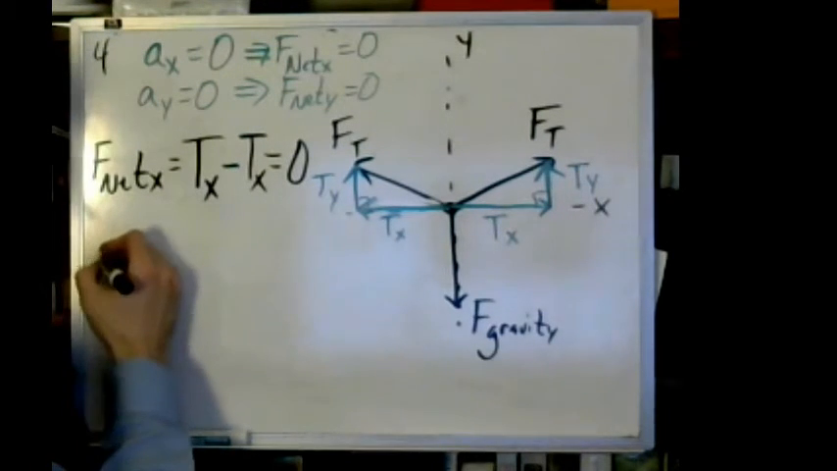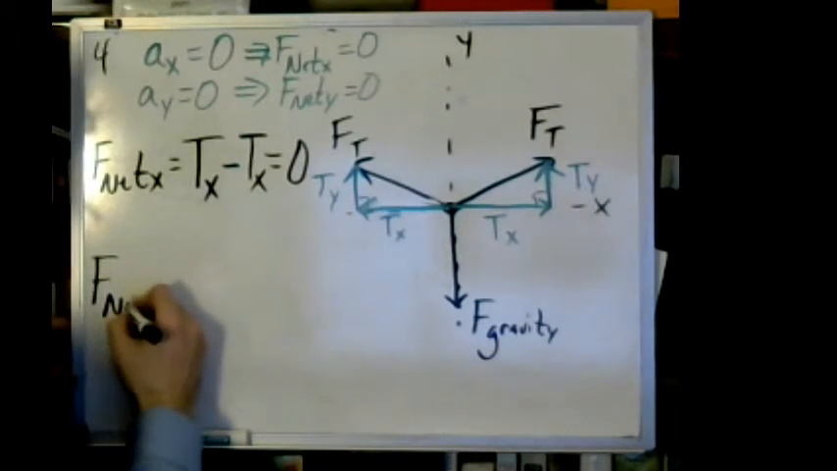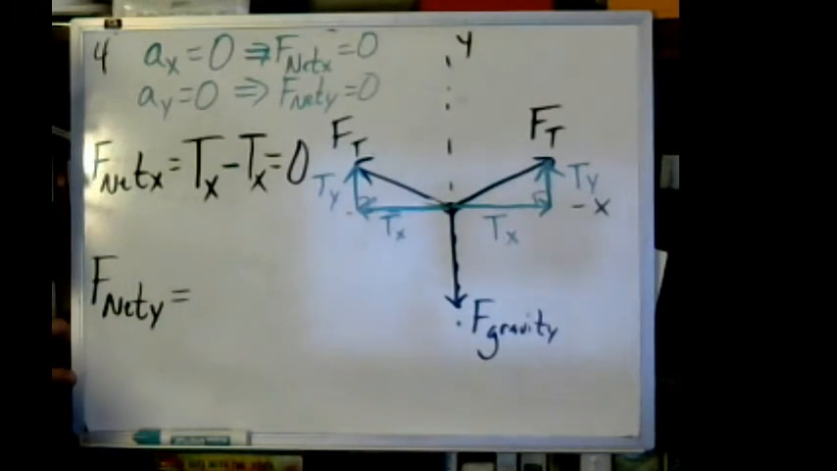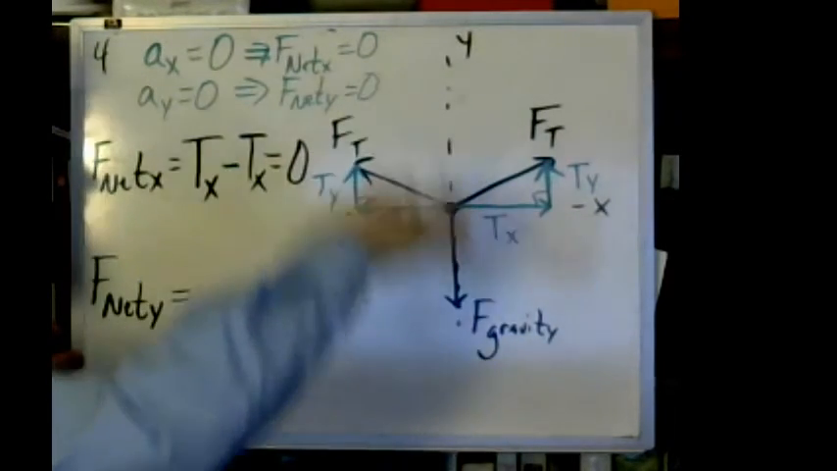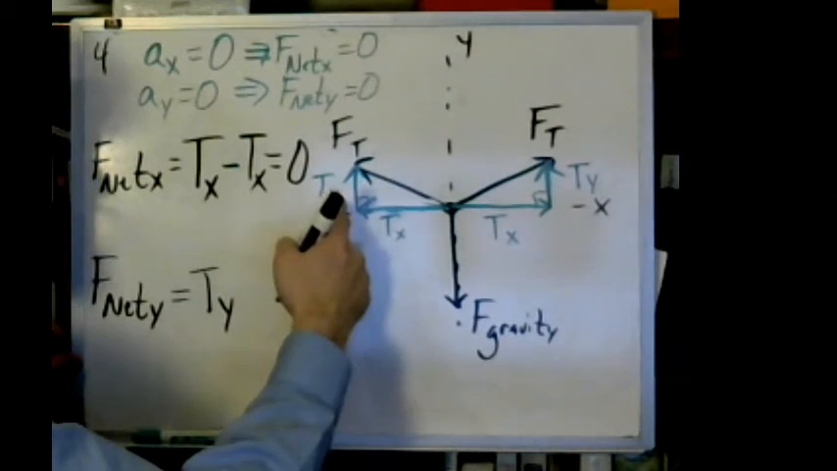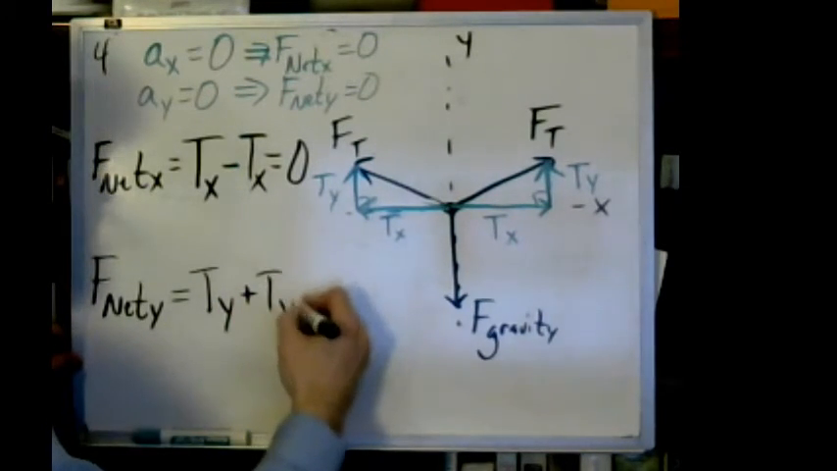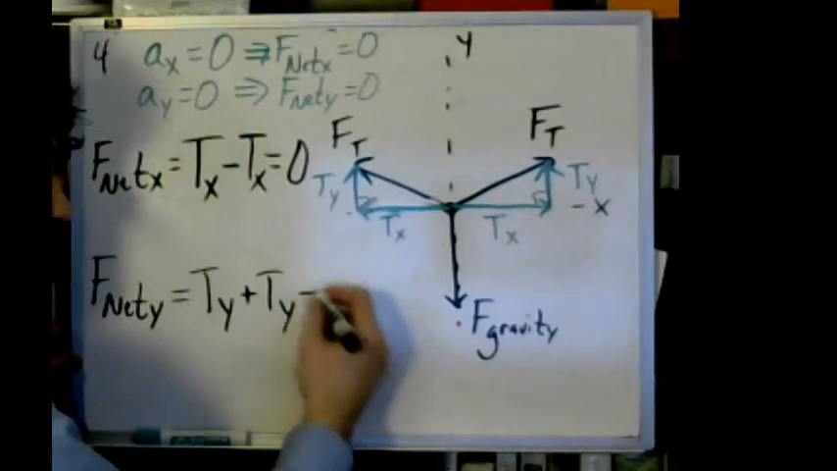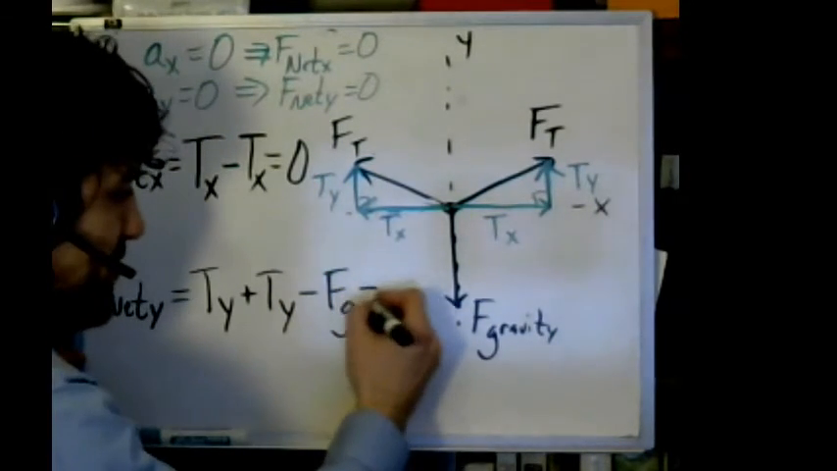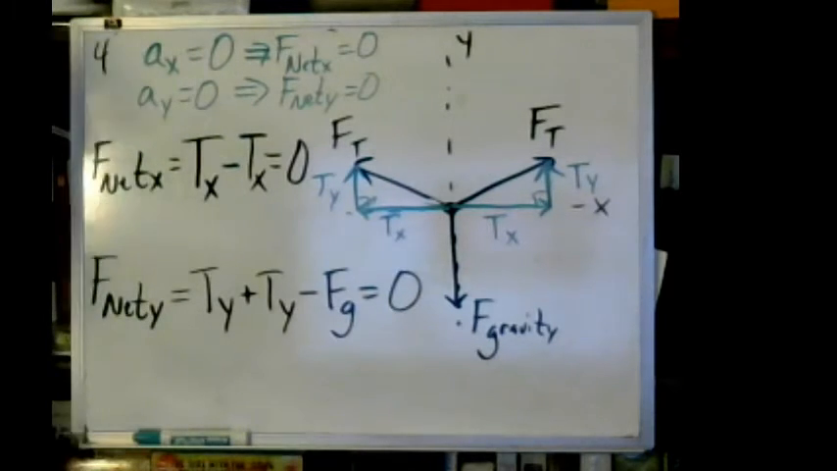The same thing vertically. F net vertically in the y direction, we know that this thing has to go to 0 because we have no acceleration vertically. We have the tension up plus the tension up minus the gravity, which is down. These three things have to balance out and go to 0.